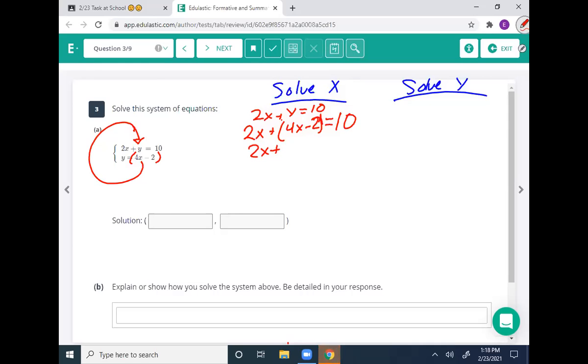Olivia? 2x plus 4x. Yeah. Bring down the minus 2. Minus 2 is equal to how much? 10. Now, there's 2 steps that you could do first here. You can move your constant, or you can combine your like terms. What do we want to do? Olivia? Combine the terms. Okay, so we're going to combine them.